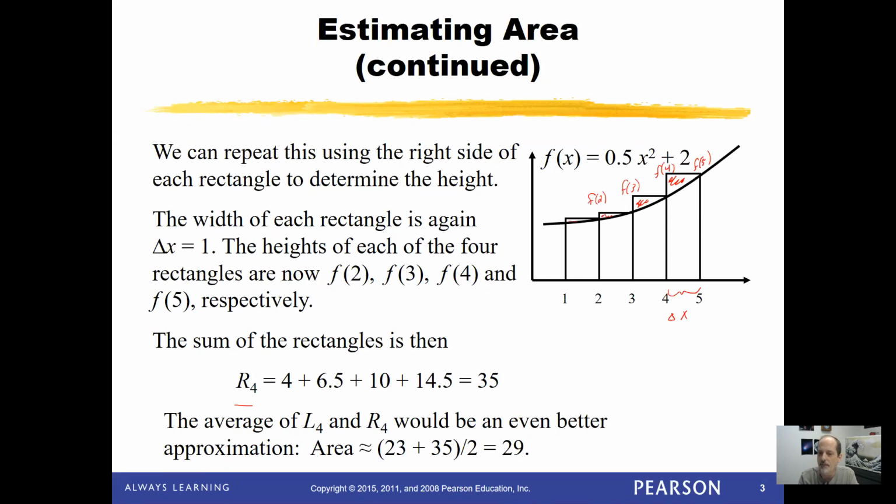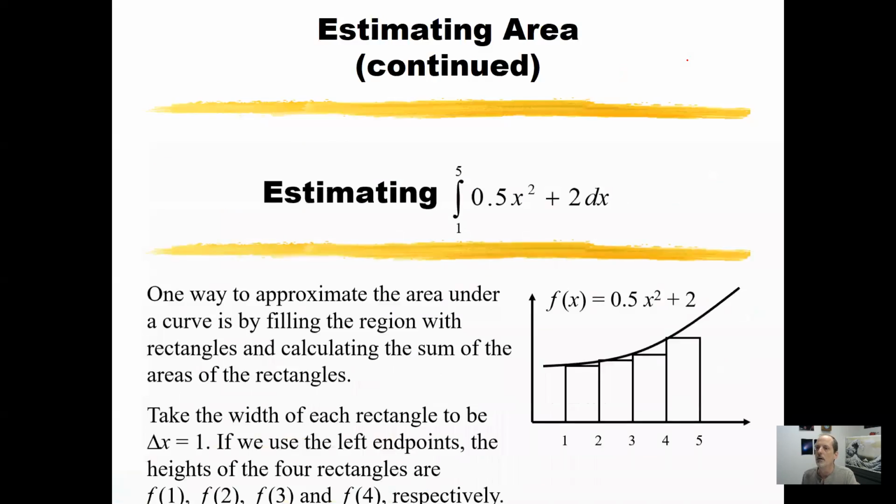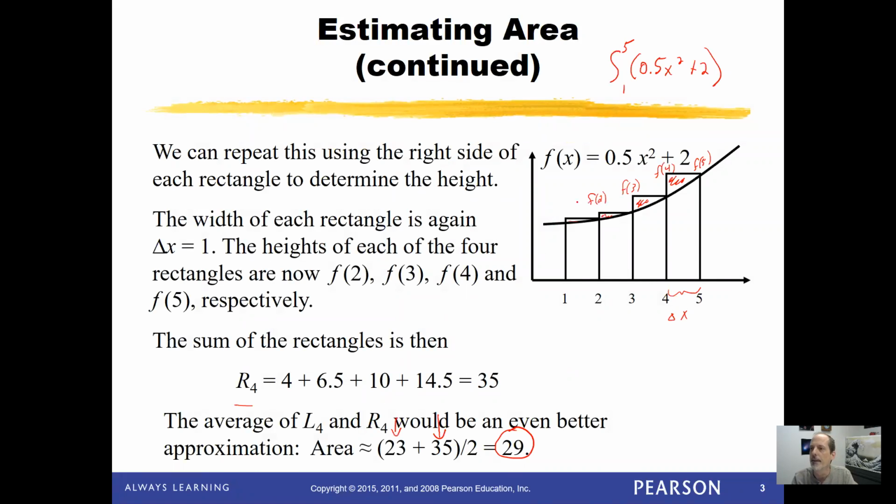So if we take our underestimation and our overestimation, average it and divide by 2, we're going to get an even better approximation of the integral from 1 to 5 of 0.5 x squared plus 2. And that's what this dx right here is, the delta x. All right, so this is like the height, and dx is the width. And we're taking the integral.